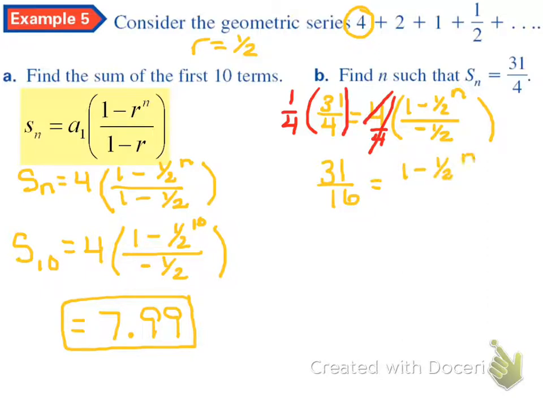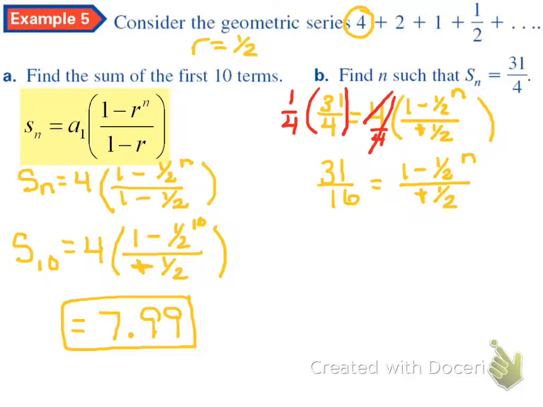Now we want to get rid of that dividing by negative 1/2. I'm sorry, that's not a negative 1/2, that's a positive 1/2. It was also a positive 1/2 over here in our previous example. I'm sorry if I confused you. Alright, so to get rid of that positive 1/2, we want to multiply by 1/2 on both sides.